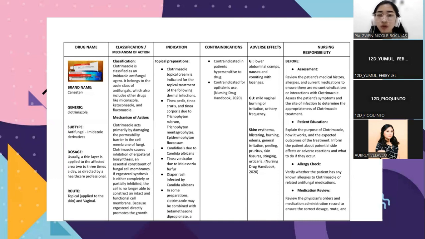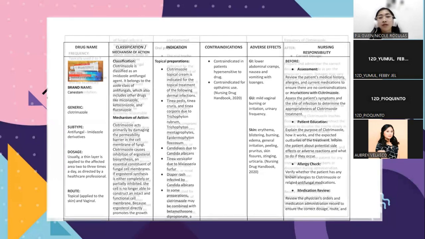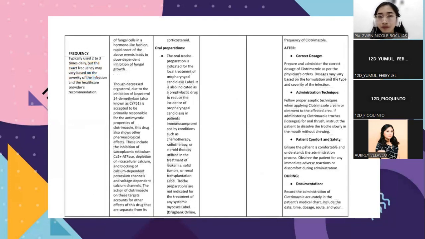Next is medication review. So review the physician's order and medication administration record to ensure the correct dosage, route, and frequency of clotrimazole. Then after giving the medication, correct the dosage. So prepare and administer the correct dosage of clotrimazole as per the physician's order. Dosages may vary based on the formulation and the type and severity of the infection.